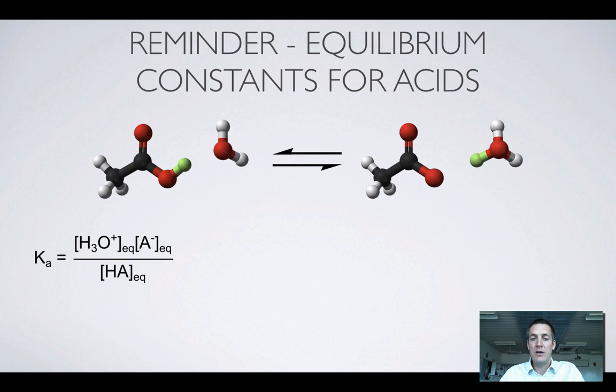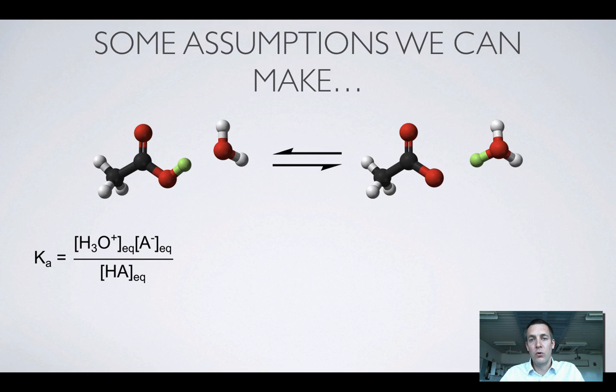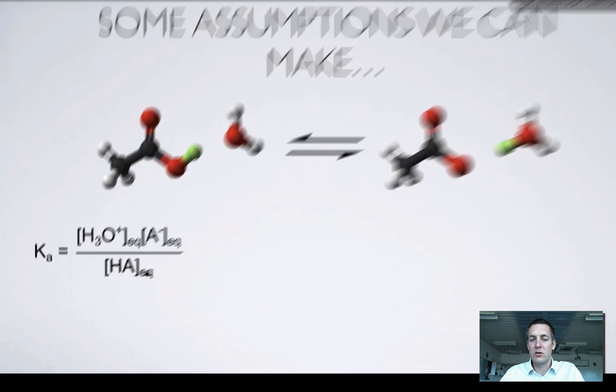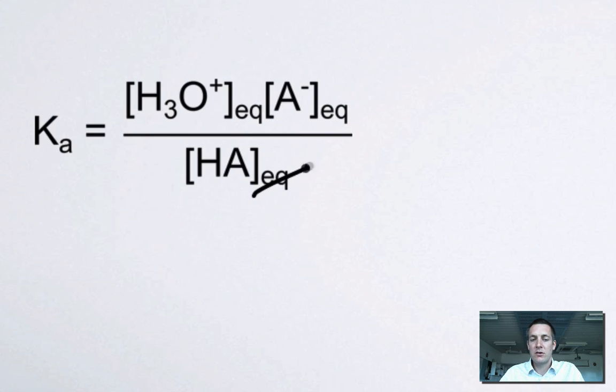However, if we say that that amount is very small, so in other words hardly any of this dissociates, then we can assume, it's not quite true, but it's good enough, that the concentration of HA at equilibrium is the same as the concentration of HA that we start with. So that's an assumption that we can make, and it makes Ka a little bit simpler because we'll often be told the concentration of the acid that we have.